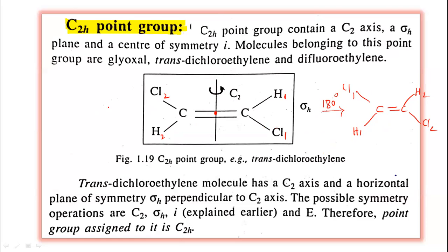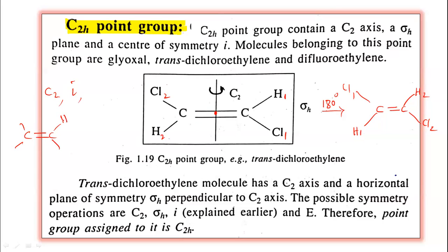So C2 is the principal axis here. The symmetry element is C2, a two-fold axis of symmetry. Now this molecule has the center of symmetry i, and along with this center of symmetry, it has the horizontal plane of symmetry. So how is there a horizontal plane of symmetry? Let us show this, the horizontal plane of symmetry.